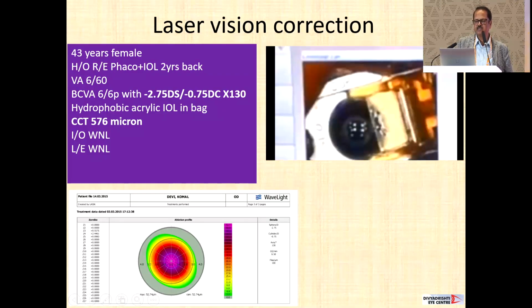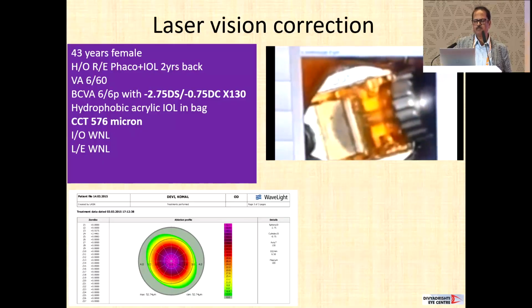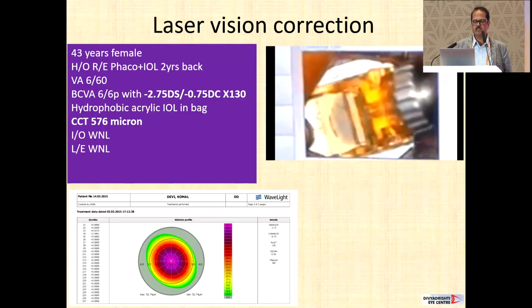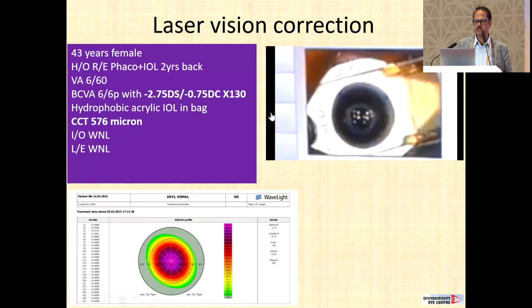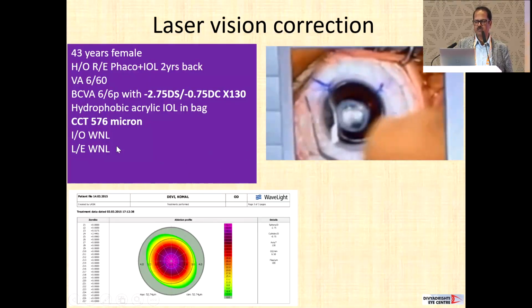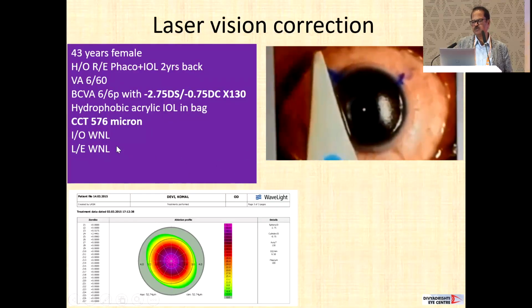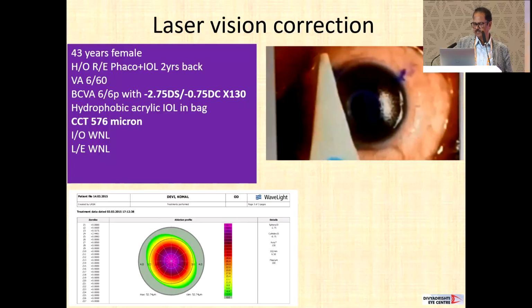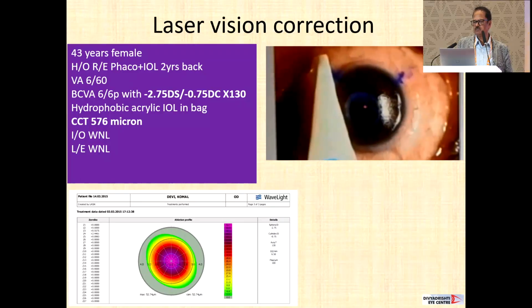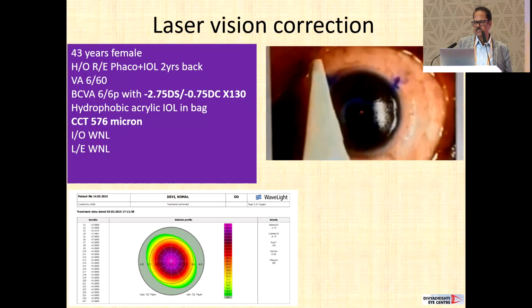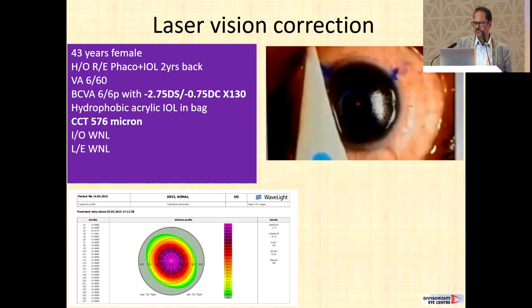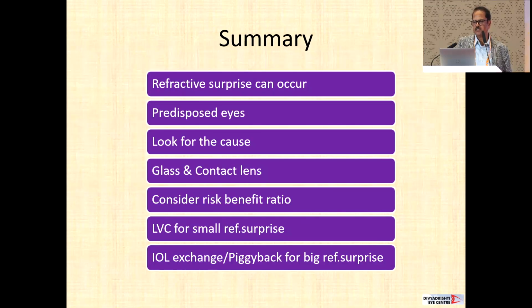the thickness is there. This was one of the 43 year old female patient operated 2 years back with vision of 6/60 and had a refractive error of this much. Since the corneal thickness was very good and the patient agreed to go for the LASIK procedure, I resorted to this procedure for this patient, and the patient was very happy after the surgery and could achieve 6/6 without any problem. So that is one of the best ways of correcting, giving almost 6/6 vision to this patient.